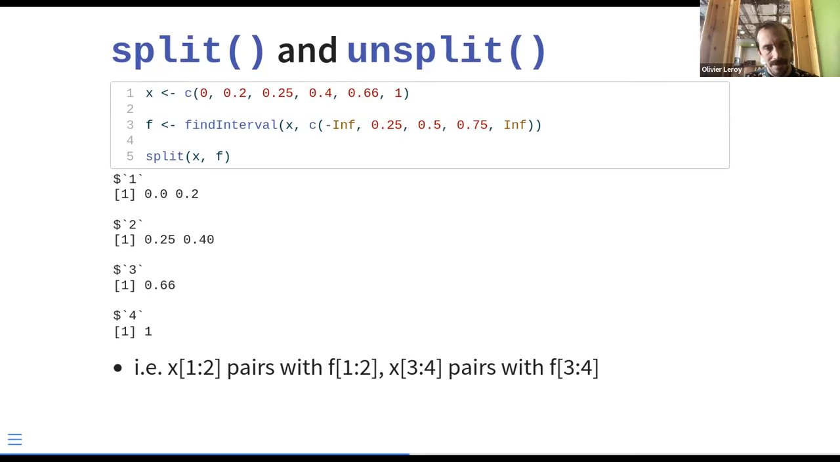So just this kind of simple example, where we have a vector X, which is just a bunch of values between 0 and 1, and we want to create a list that shows which interval each element in X falls into. So we can use findInterval to generate the names of the intervals, the categories: interval 1, interval 2, interval 3, interval 4. And then if we ask split to split X into intervals, it returns this. So that's just matching the values in X and their corresponding values in the factor.